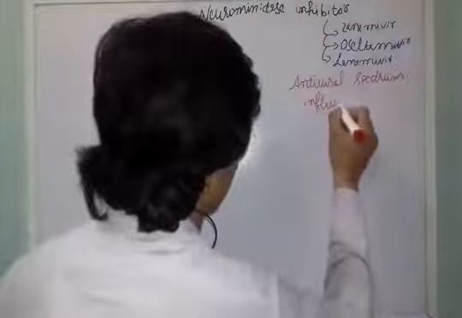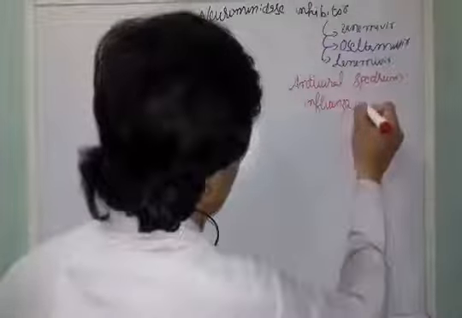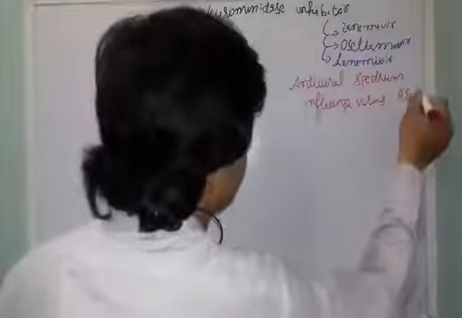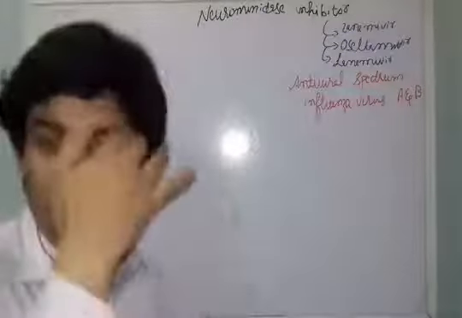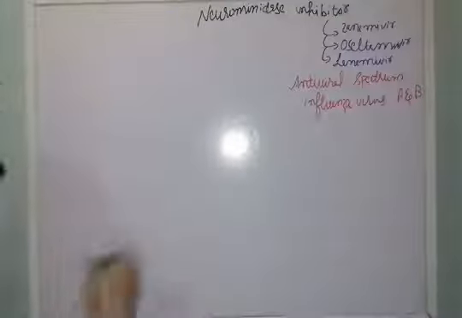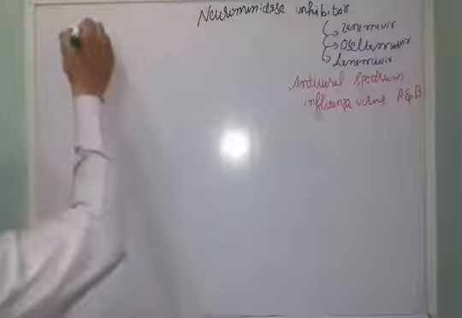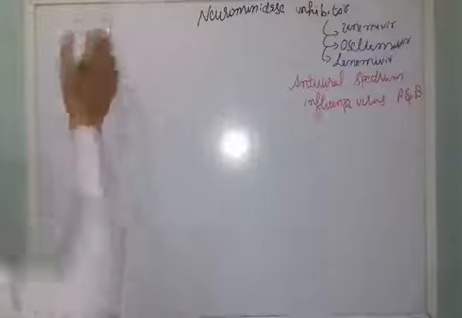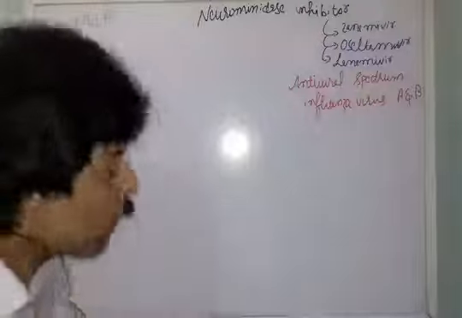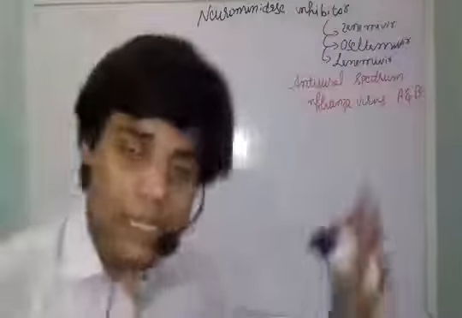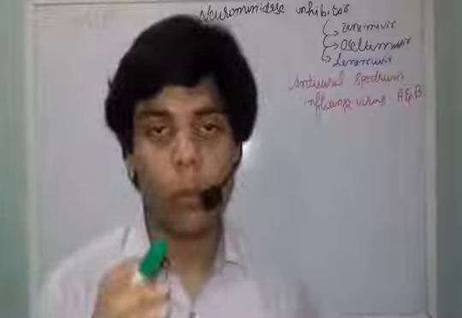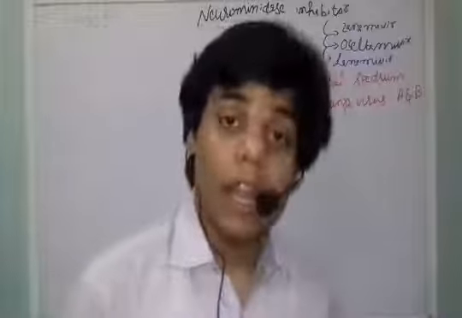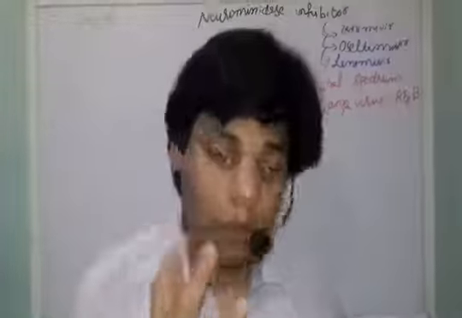Influenza virus A and B. Now what is the mechanism of action of these drugs? So let me write. Mode of action. These drugs actually inhibit the neuraminidase enzyme. Now what is the function of neuraminidase and what do they actually do? Let me explain all this with the help of a diagram.